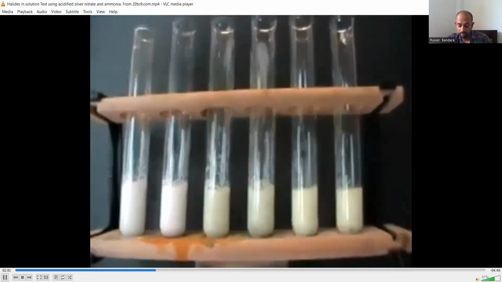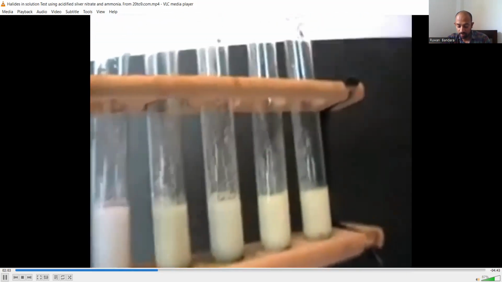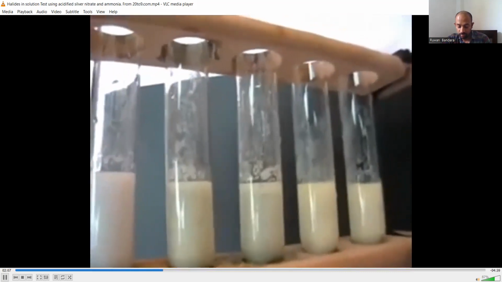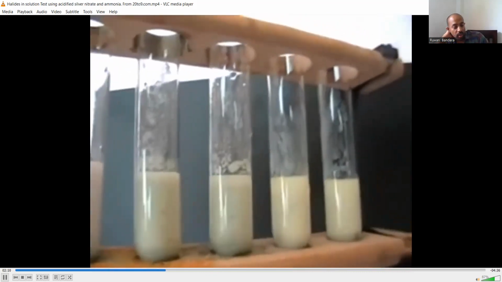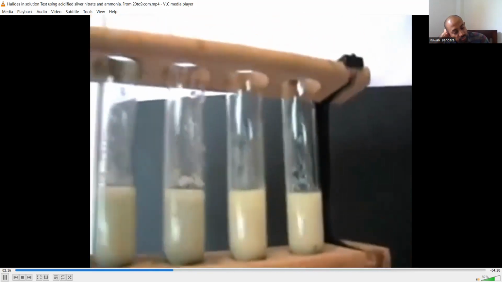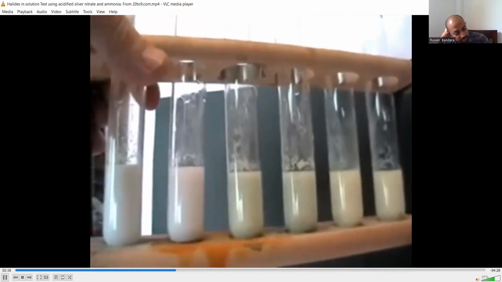Just hoping that the colours are showing up clearly enough here. We can try to turn it somewhat to the side. Chlorides, and it should be white. The next two are the bromides and should be cream or off-white, and the last two there should be yellow. So I'm hoping you can spot the difference between the white, off-white and yellow.